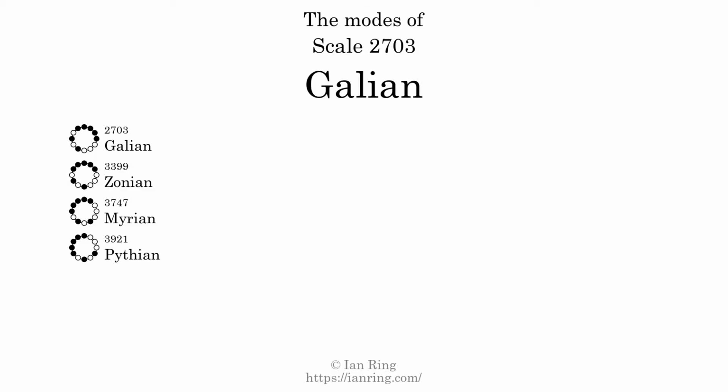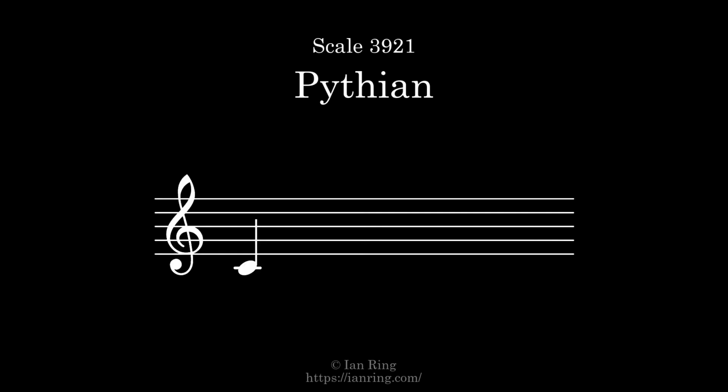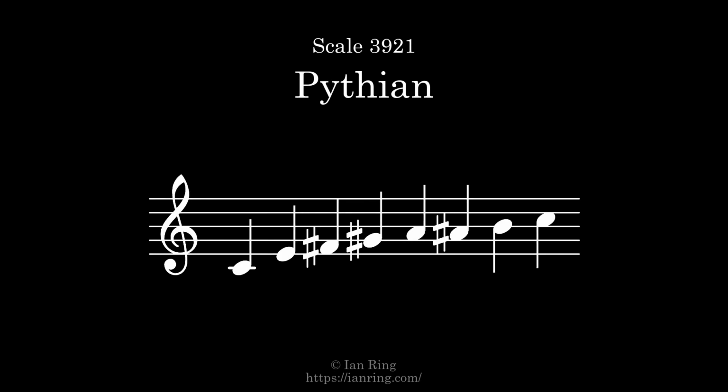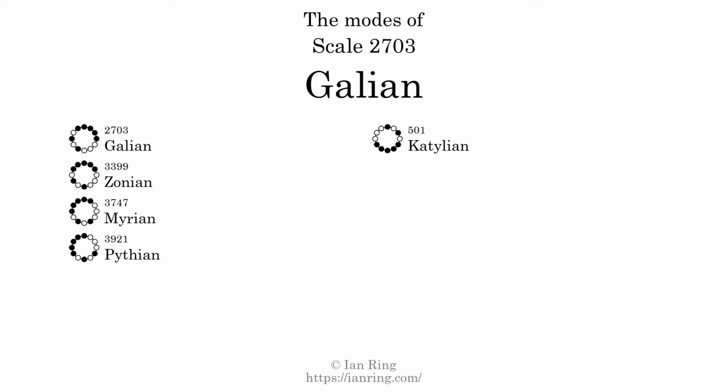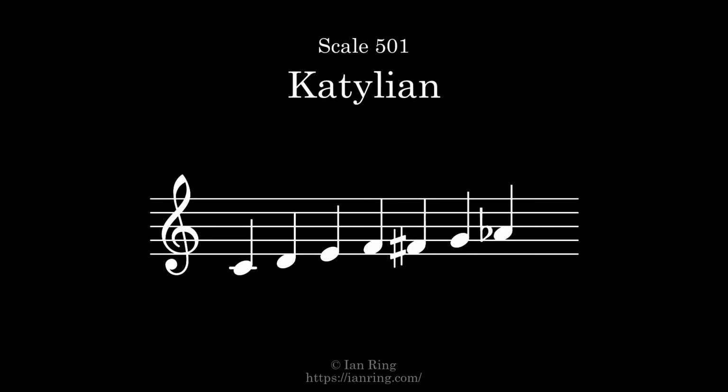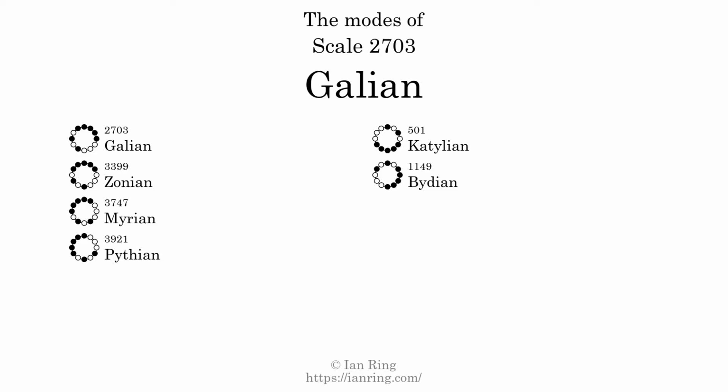The fourth mode is scale 3921, also known as Pythian. It sounds like this. The fifth mode is scale 501, also known as cotillion. It sounds like this. The sixth mode is scale 1149, also known as Bidian. It sounds like this.